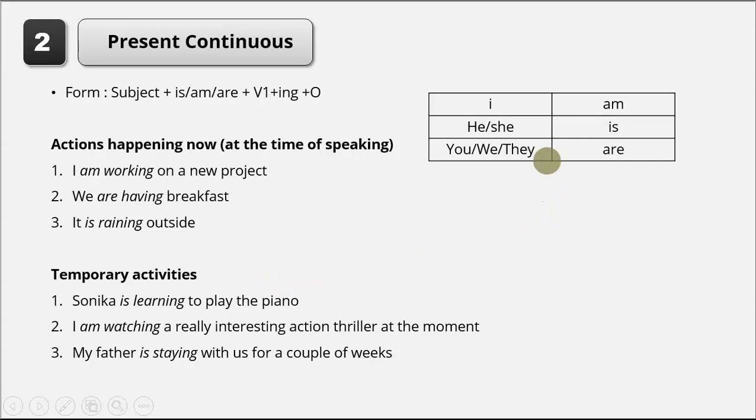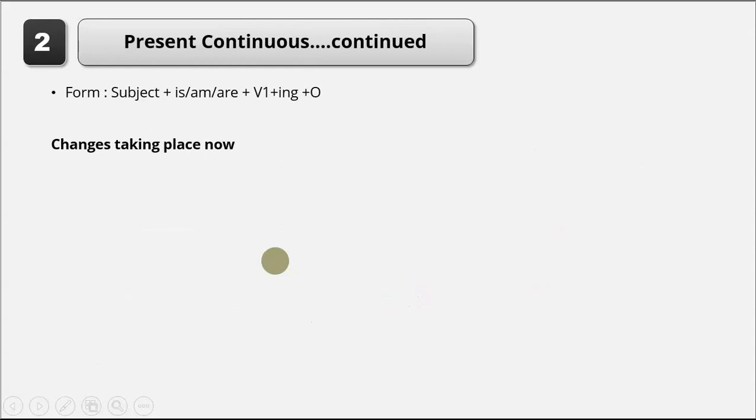Now before we go ahead, I've just given a small chart out here, which is fairly easy and self-explanatory. With I, you use the word am. With he, she, it, you use is. With you, we, they, you use are. Now let's understand the third category where present continuous is used, which is changes taking place now.